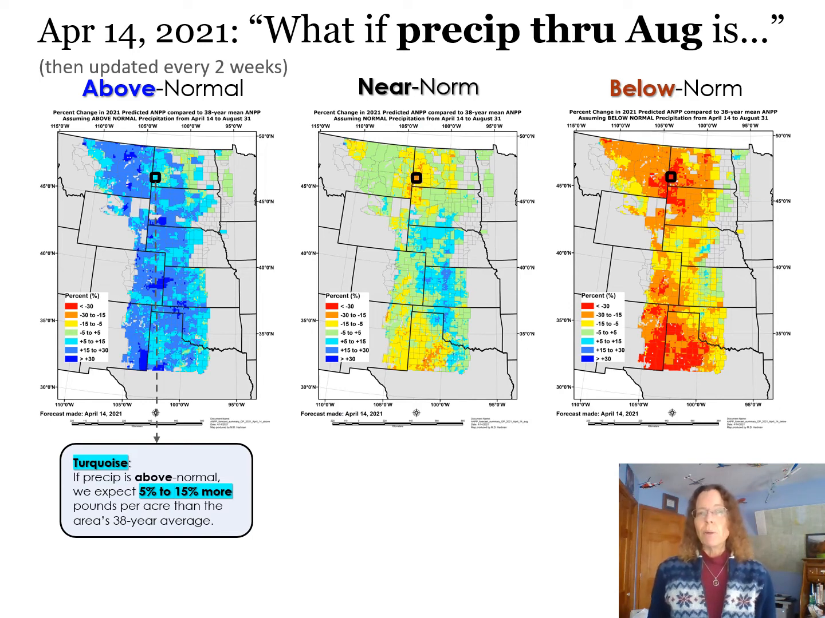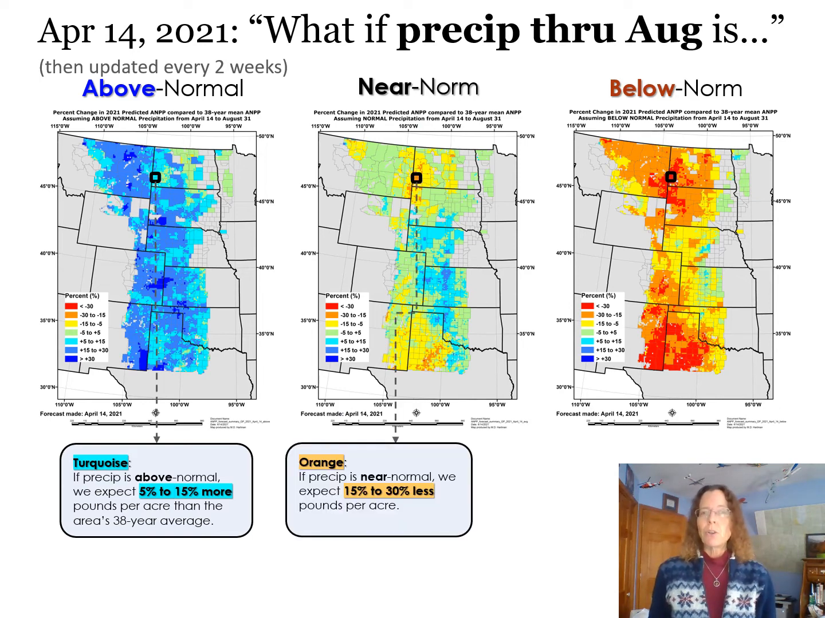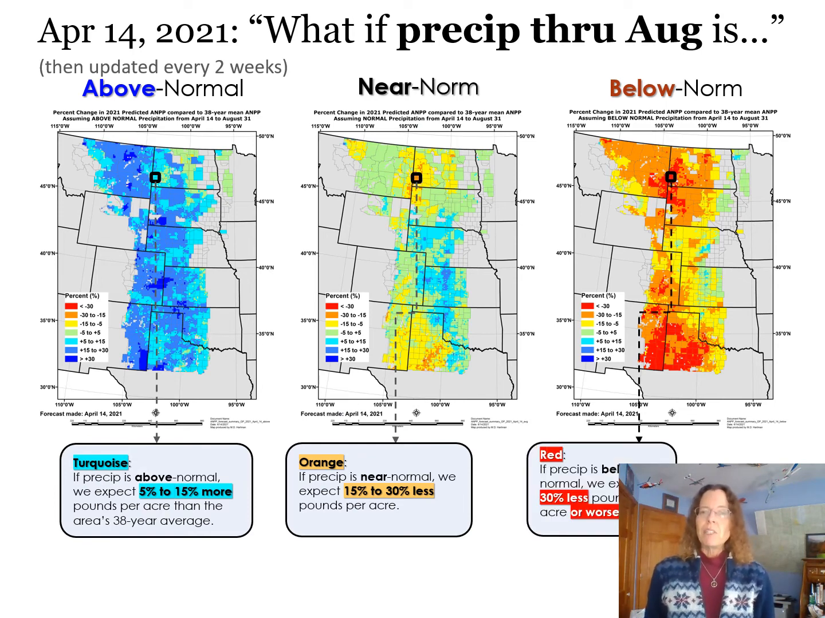In the near normal precipitation scenario, however, it turns orange. Orange correlates to a 15 to 30% less pounds per acre than the area's long-term average. And on the right-hand side, that box turns red. Red's never good when we're talking about drought. If precipitation's below normal, we expect 30% less pounds per acre or worse.